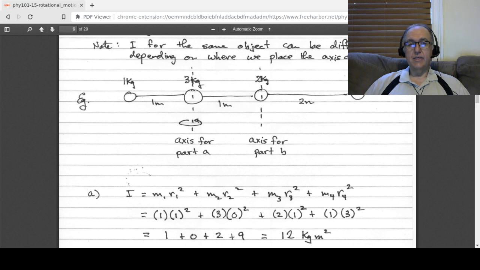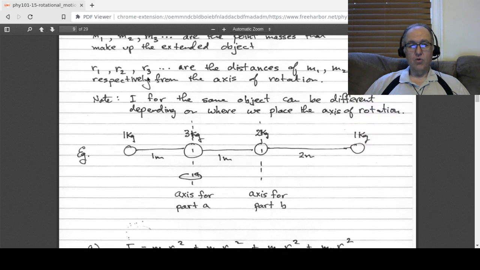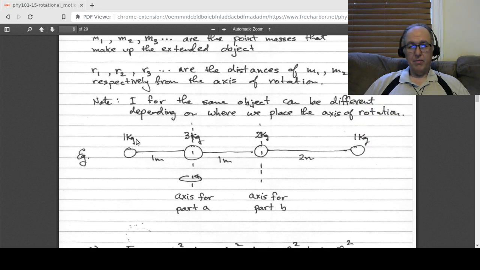In fact, you could try this, just to practice. Put the axis of rotation around this 1 kilogram here. In which case the 3 kilogram is at 1 meter, this one is at 2 meters, and this one out here would be at 4 meters. You'll see that you'll get a much bigger number still.